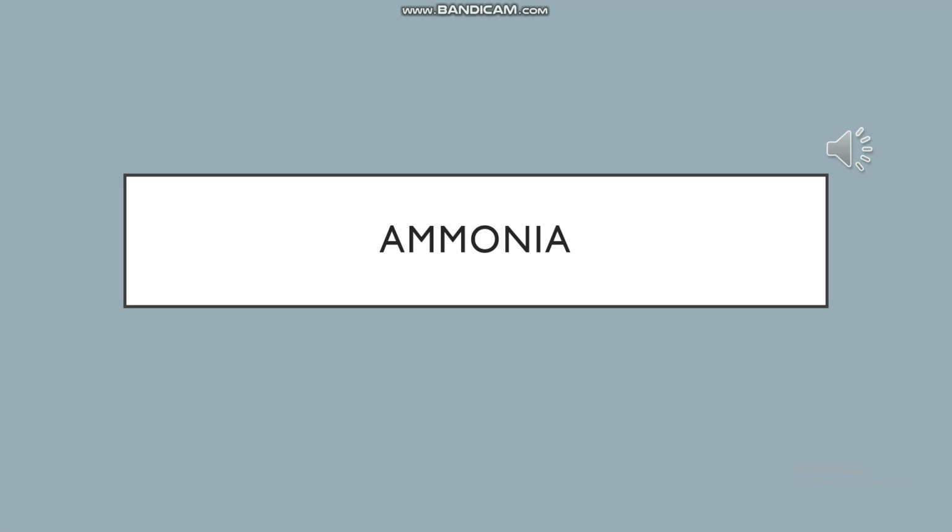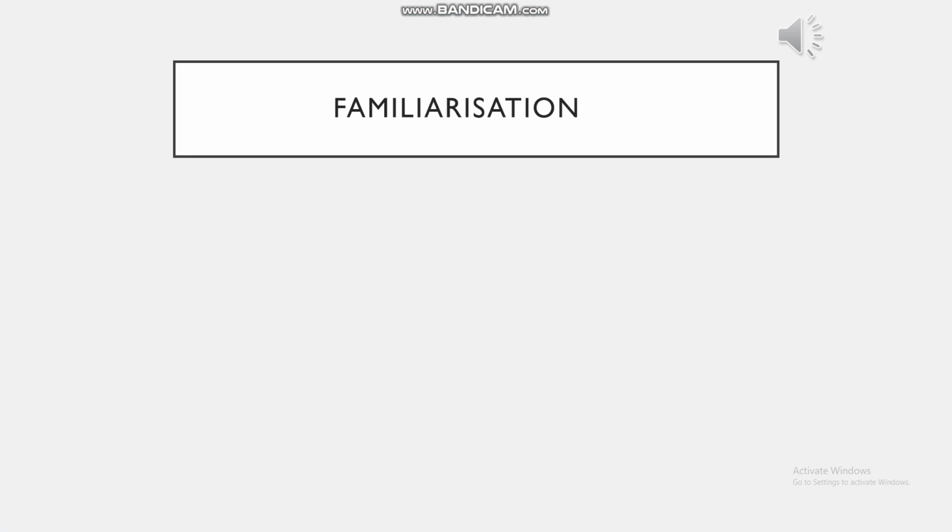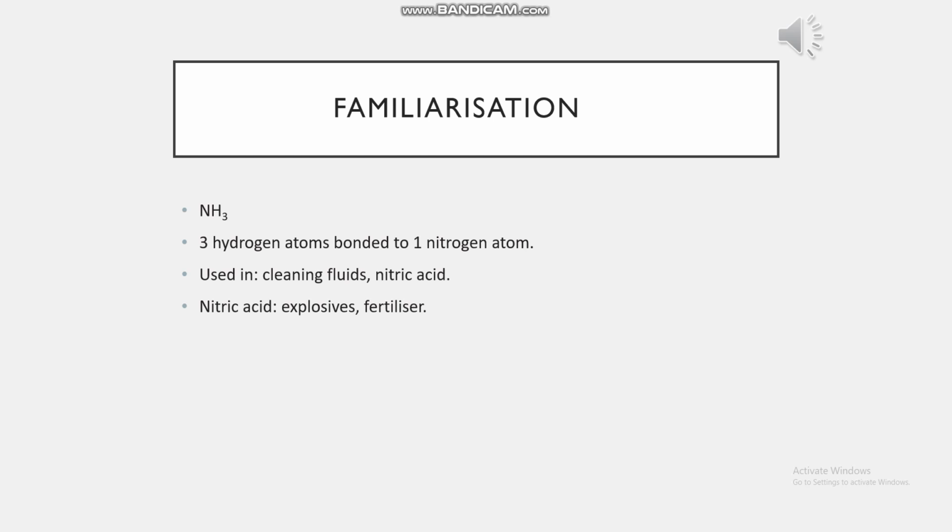During this video we will be talking about ammonia. We will start with a little familiarization. Ammonia's chemical formula is NH3. It has 3 hydrogen atoms, which are all bonded to one nitrogen atom. It is commonly found in cleaning fluids and is used to produce nitric acid. This nitric acid is then used to produce explosives and fertilizer.